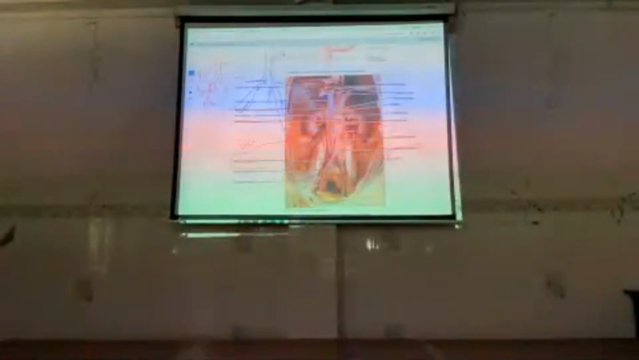Now we talk about portal circulation. Now these are all the areas which are there. So I will show you what is portal circulation.